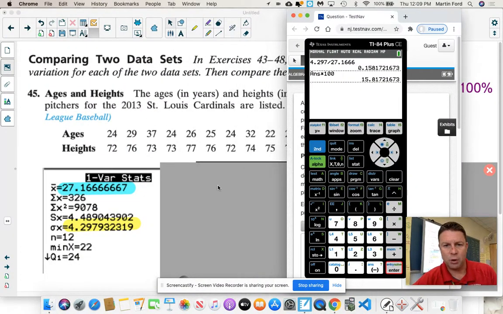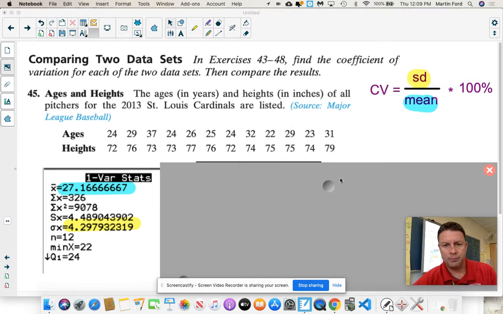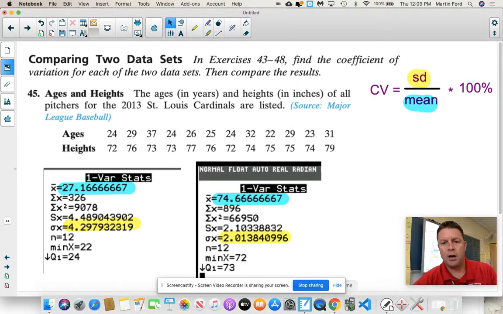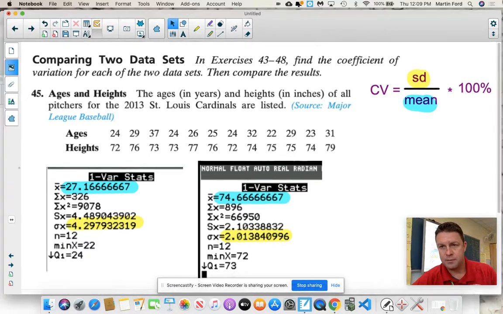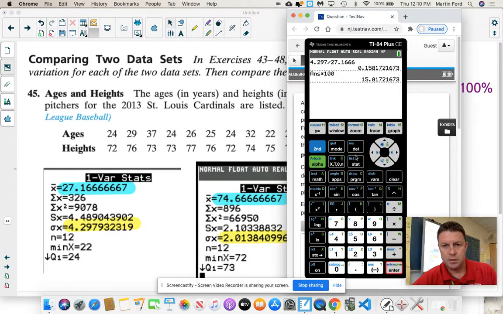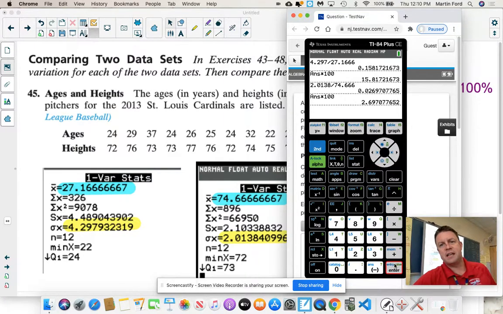Okay, so now I'm going to look at the other set of data, which is the heights of the players. I already ran a one variable stat on that, so I'm going to do 2.0138. I arbitrarily just chose 2 or 3 decimal places. And then I'm going to divide that by 74.6 repeating. Once I have that, and I times it by 100, you'll see that the percent here is 2.7%.